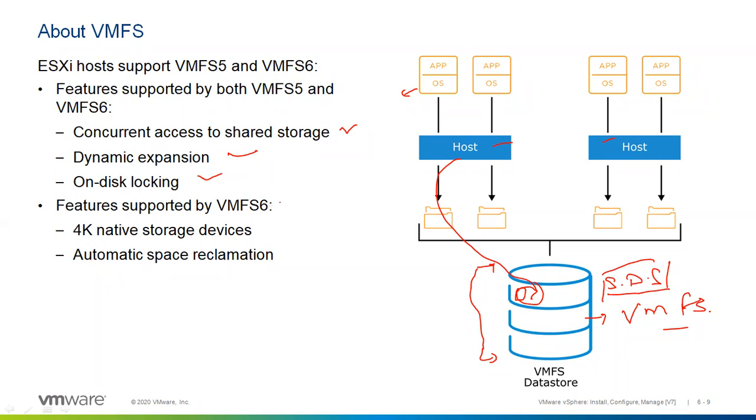So VMFS 6 4K native is a block of storage that stores in 4KB size, and automatic space reclamation. When we say reclamation, if any of the virtual disks are deleted at the virtual machine level, that is automatically removed from the datastore as well.